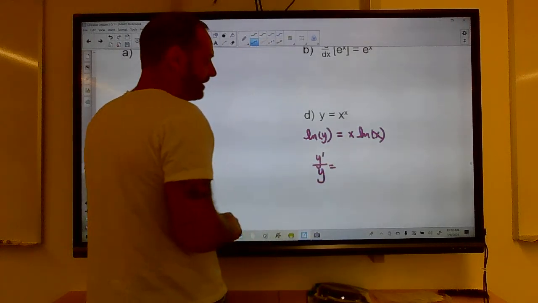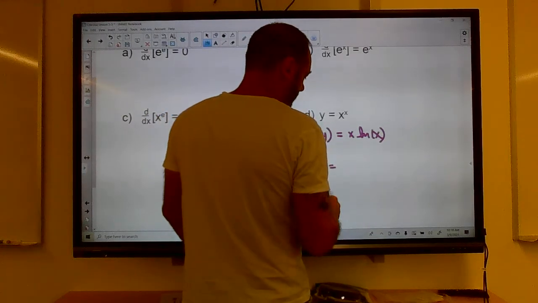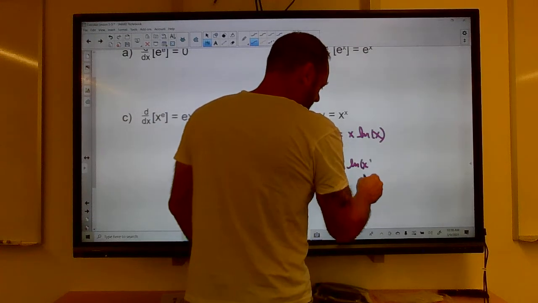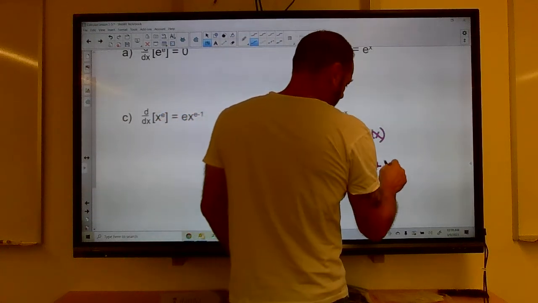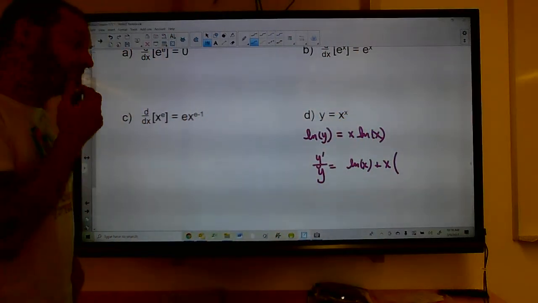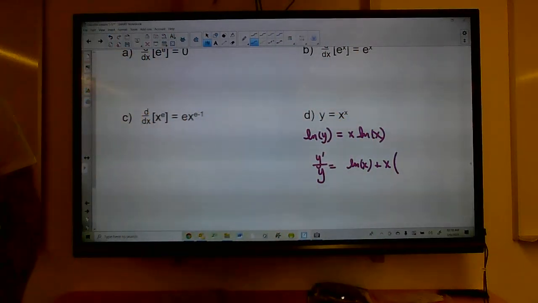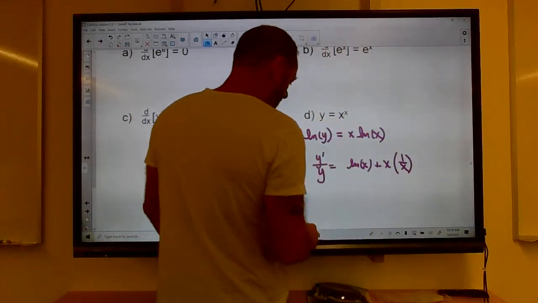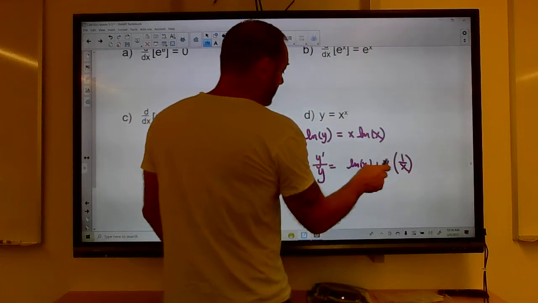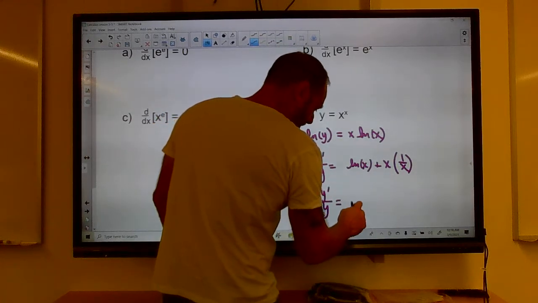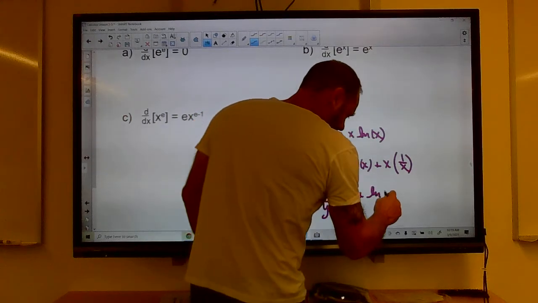And then we're going to use the product rule here, so it's going to be 1 times the natural log of x plus x times the derivative of the natural log of x, which is 1 over x. Okay. And so then this is just going to be 1. So y prime over y is going to be 1 plus the natural log of x.